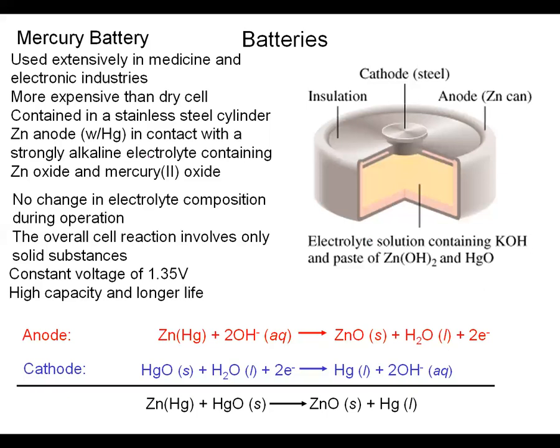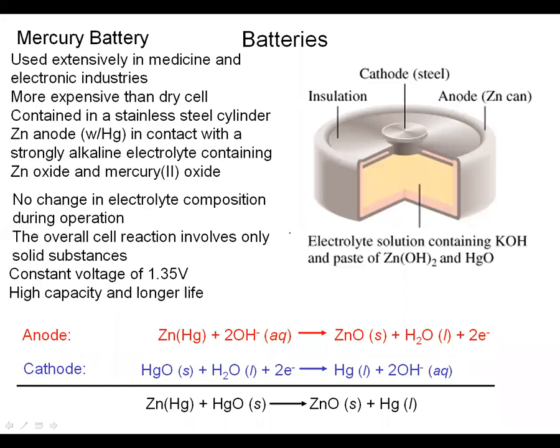Alkaline means basic, so a strong base obviously is a strong electrolyte, which means it produces a lot of ions, helps conduct electricity, and keeps all the electrons really moving along. The nice thing about this is there's no change in the electrolyte composition during operation, and that keeps this battery going for a long period of time. So it has a really long life. The inner part basically maintains itself and stays there for a long period of time, and that allows this battery to operate for a long period of time and have a very high capacity.